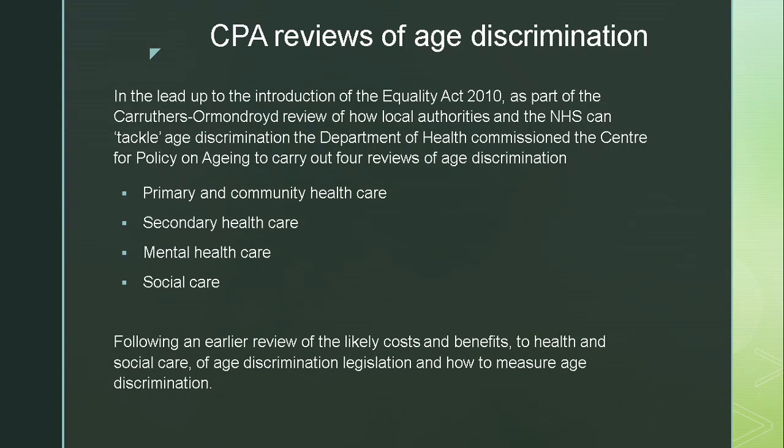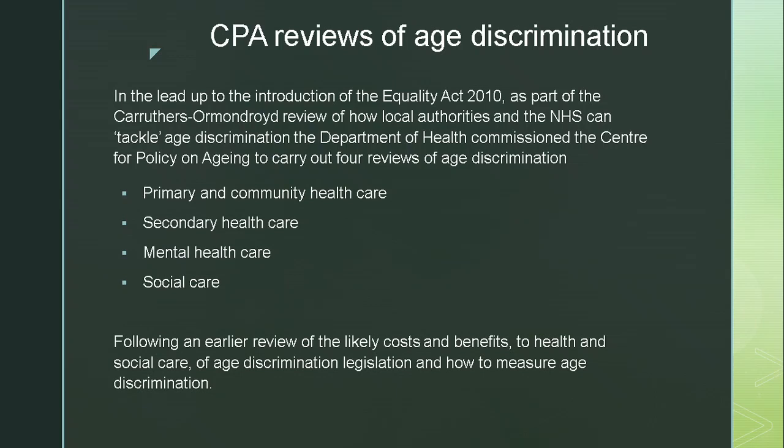And following an earlier review of the likely costs and benefits to health and social care of age discrimination legislation, and how to measure age discrimination. So if these are places where discrimination happens or occurs, but also places where we need to resolve that, and places where elderly people are likely to use services.